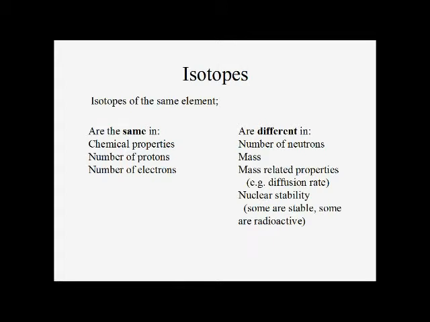Different isotopes of one element will have the same number of protons, the same number of electrons, and the same chemical properties. But the isotopes will differ in number of neutrons, the mass, and certain mass-related properties, such as diffusion of the element. They also differ in nuclear stability, so some are stable and some are radioactive.